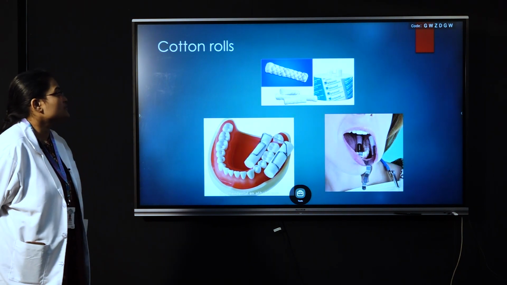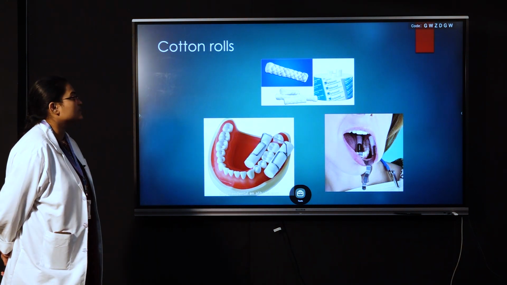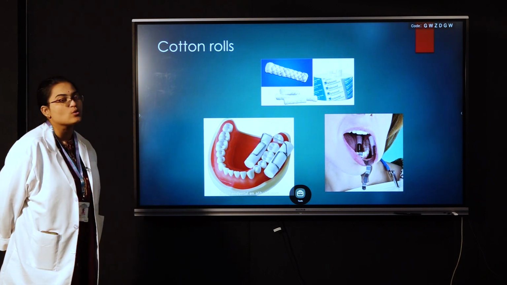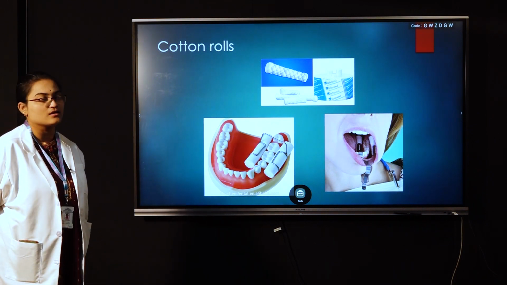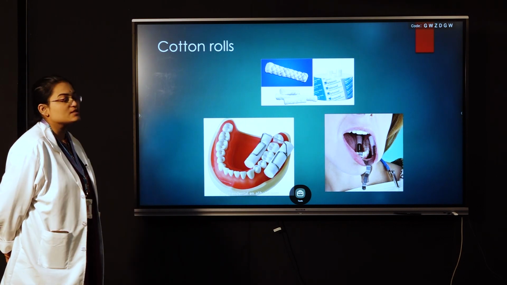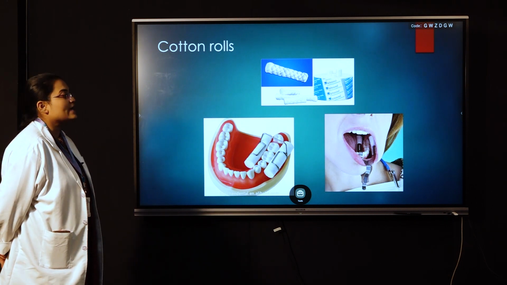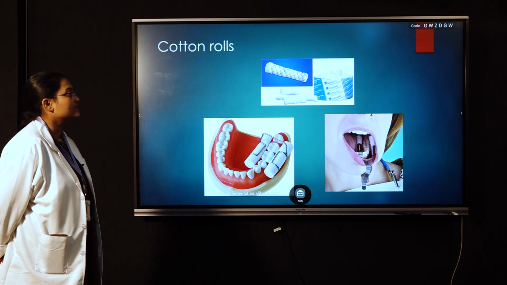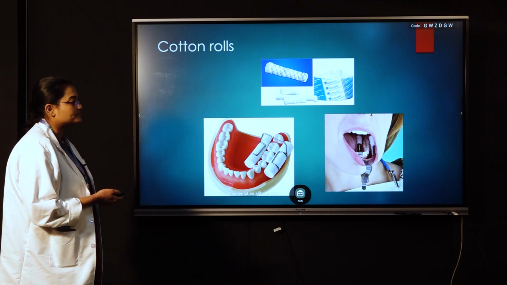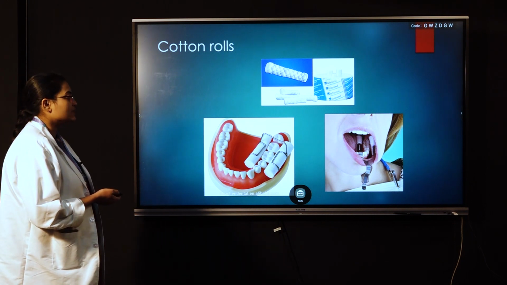So these are the pictures showing how we use the cotton rolls. Most commonly used by students are the cotton rolls placed in position. The position of the cotton roll is based on the opening of the salivary gland duct. So based on the opening of the salivary gland duct on the lingual side of your mandibular jaw and the buccal side of your maxillary jaw, we recommend the insertion of these cotton rolls for maximum absorption of saliva and also blood, anything that comes up during the treatment.